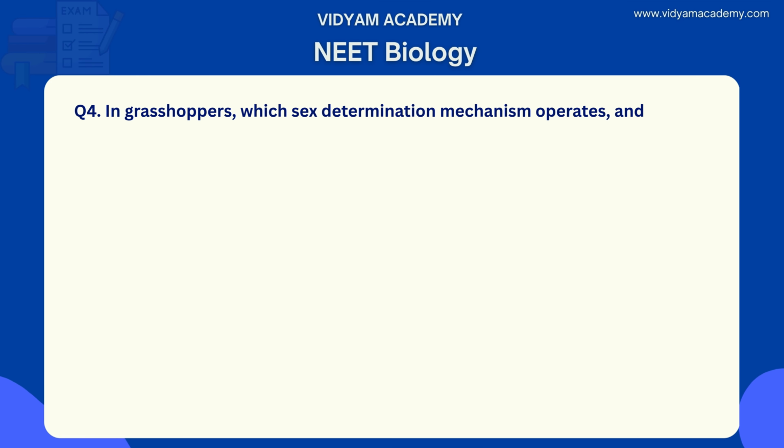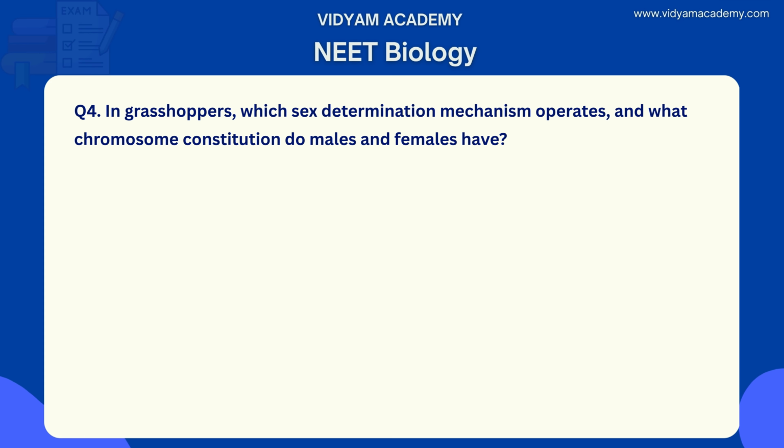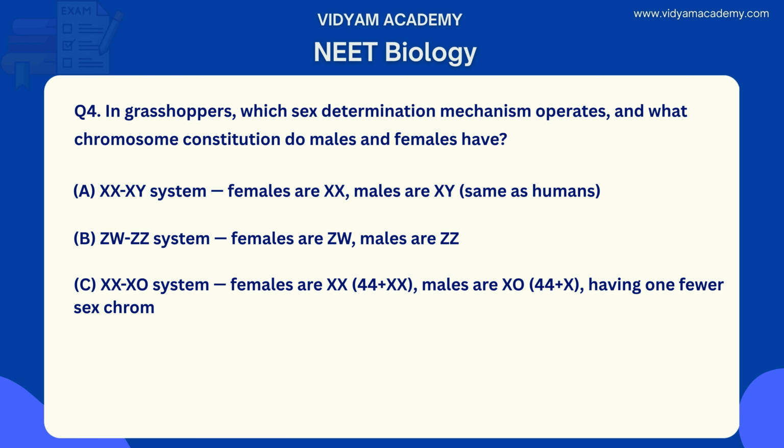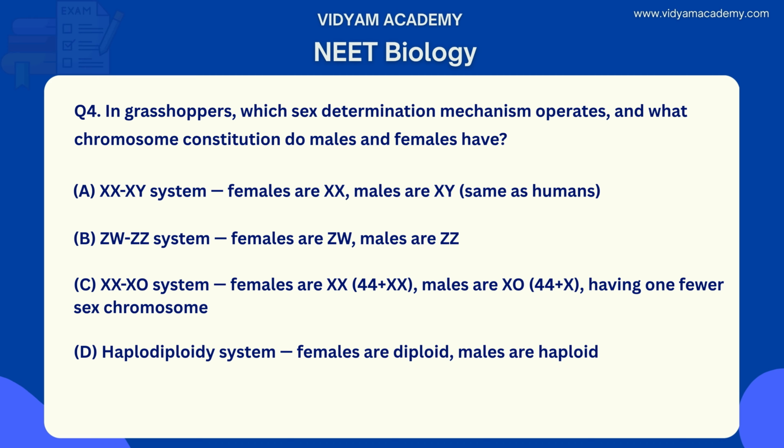In grasshoppers, which sex determination mechanism operates and what chromosome constitution do males and females have? Option A. XX-XY system, females are XX, males are XY, same as humans. Option B. ZW-ZZ system, females are ZW, males are ZZ. Option C. XX-XO system, females are XX, 44 plus XX, and males are XO, 44 plus X, having one fewer sex chromosome. Option D. Haploid-diploidy system, females are diploid, males are haploid. What is the right answer for this question?